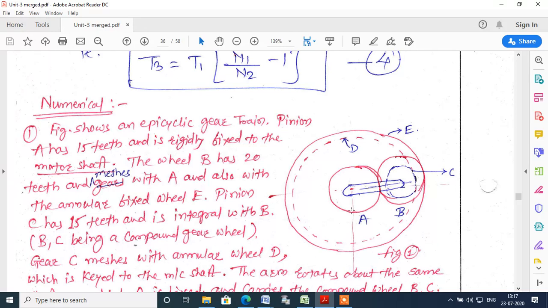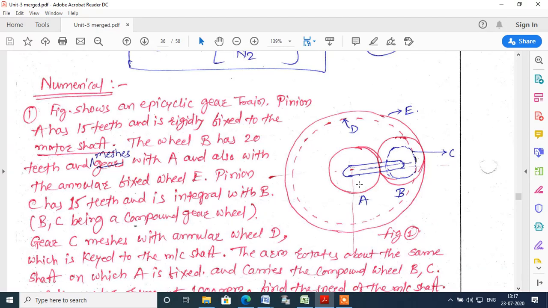So pinion A, now this is the pinion, power is given here. Pinion A has 15 teeth and is rigidly fixed to a motor shaft. The wheel B has 20 teeth. Wheel B, it is meshing with A, has 20 teeth and meshes with gear A and also with the annular fixed wheel E. So it is also meshing with E. Pinion C has 15 teeth. Pinion C, here another gear C is there, has 15 teeth and is integral with B.